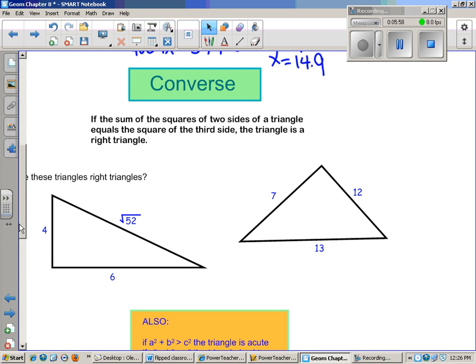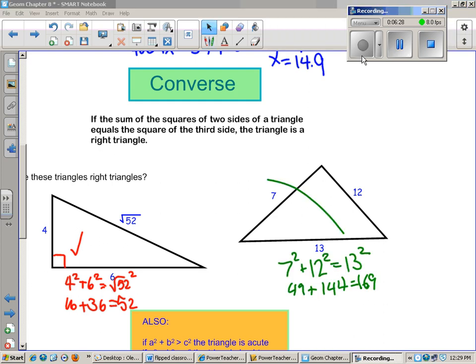So if I wanted to check to see if this is a right triangle, I would do 4 squared plus 6 squared equals the square root of 52 squared. So 4 squared is 16, 6 squared is 36, the square root of 52 squared is 52, and 16 plus 36 is 52, right? So this is a right triangle. Okay, check and see if this one is a right triangle.